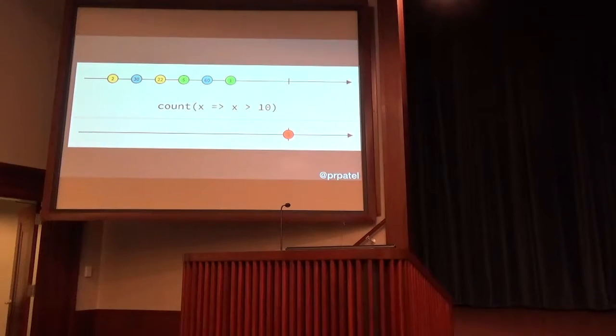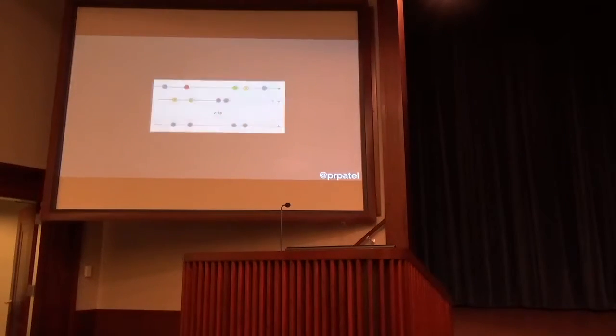Okay. So let's count up how many things have come in until we hit, this is a specific filter. Let's count the things that have come in up until one matches this specific predicate.